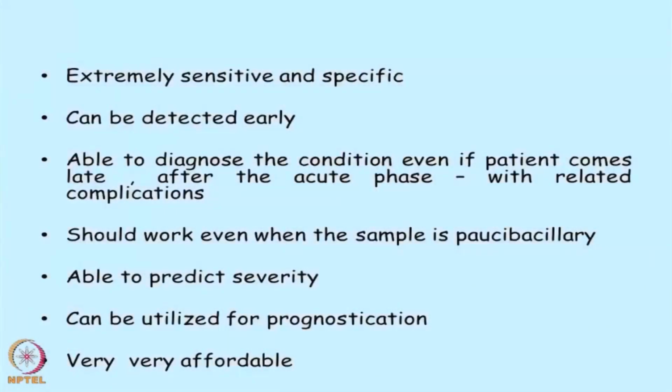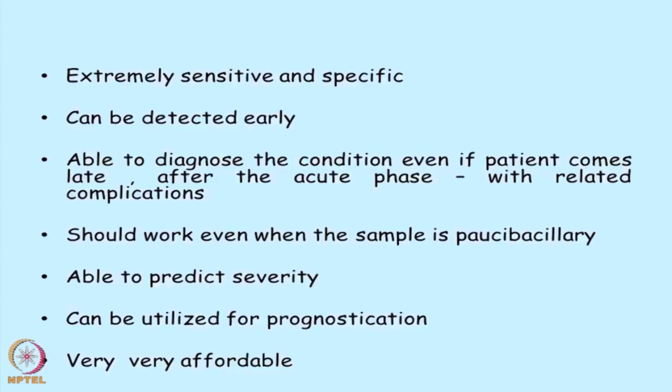A test to guide antibiotic therapy, something like procalcitonin. Now, procalcitonin is a marker of bacterial sepsis. This can distinguish between a bacterial and a viral infection, but it is not very sensitive and specific. So we want something better, because if it's a bacterial infection, you need to start antibiotics, whereas a viral infection does not need antibiotics. A test which is extremely sensitive and specific, can be detected very early, and is able to diagnose the condition even if the patient comes late after the acute phase.